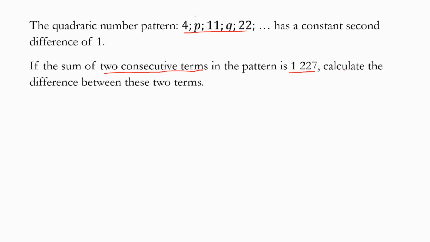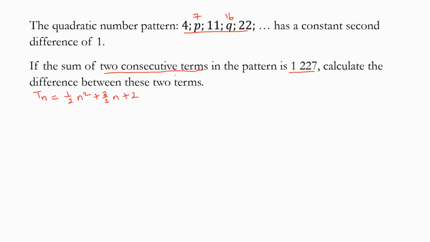We've managed to find what P is in question 2.1. We found that it is 7. We managed to find what Q is in question 2.1. We found that it is 16. We also found that the general term for the sequence in question 2.2 is Tn equals 1 over 2 n squared plus 3 over 2 n plus 2. If the sum of the two consecutive terms in the pattern is 1227, calculate the difference between these two terms.